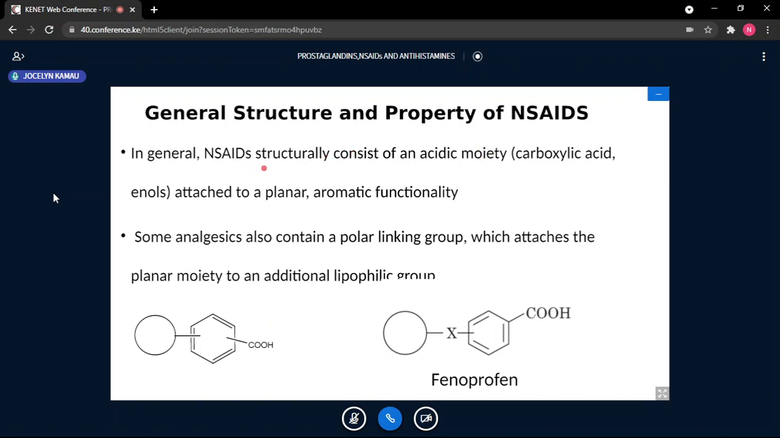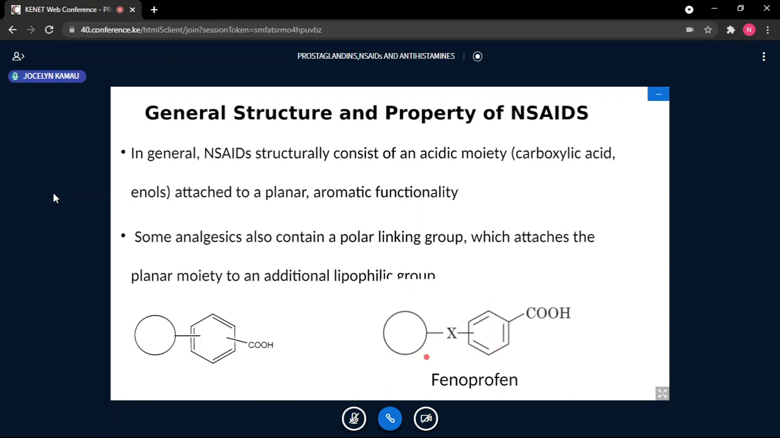In general, we have said the NSAID structure consists of an acidic moiety. It can be a carboxylic acid, or an amino group, attached to a planar aromatic functionality. So you have that carboxylic group. This is a planar aromatic functionality. It can be aromatic or heteroaromatic, but it must be aromatic. So it can be an aryl group or a heteroaryl group, and that is needed for activity. Some analgesics also contain a polar linking group, which attaches the planar moiety to an additional lipophilic group.